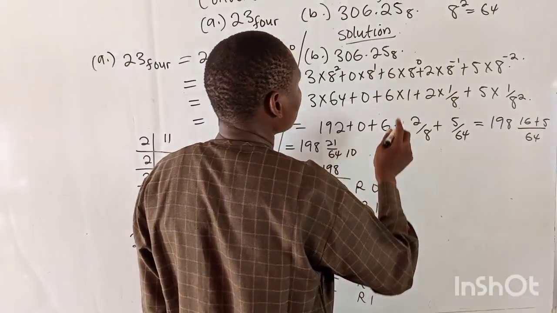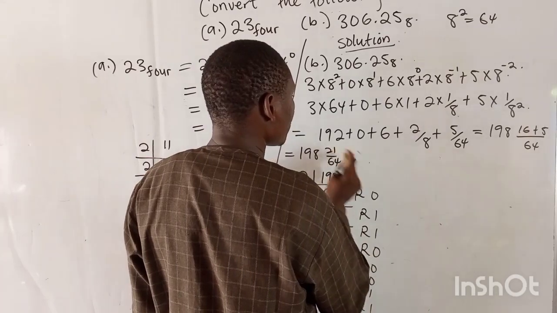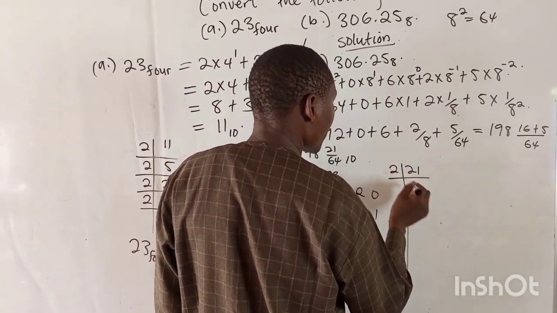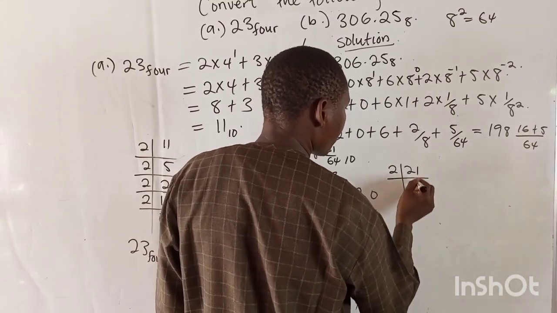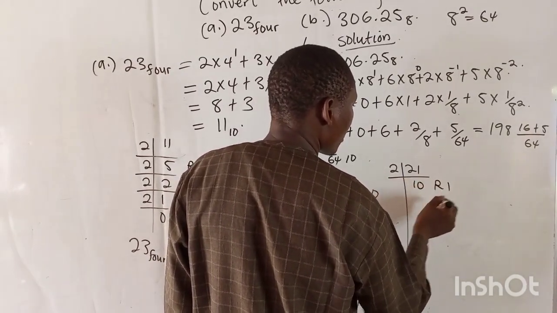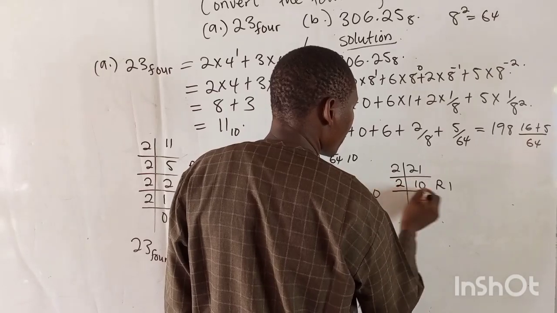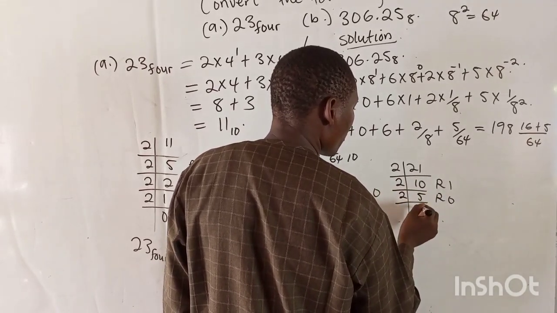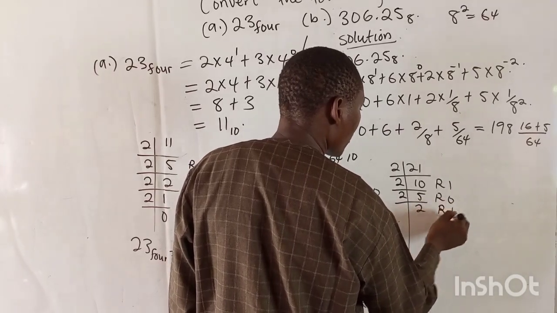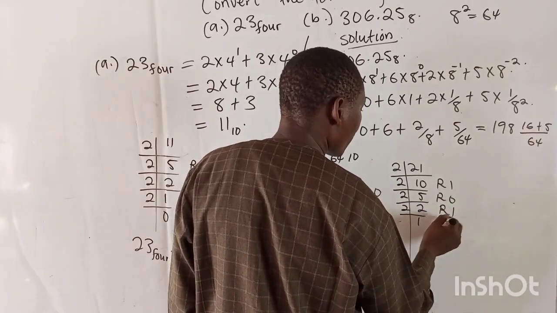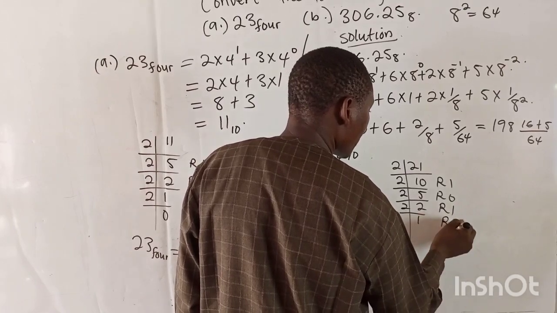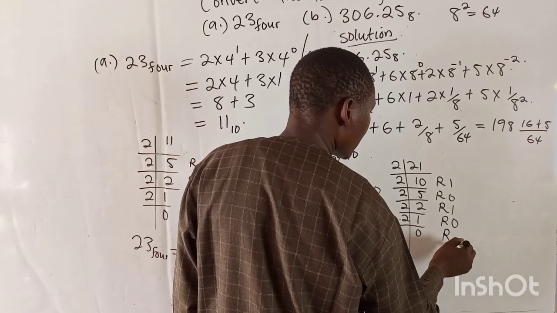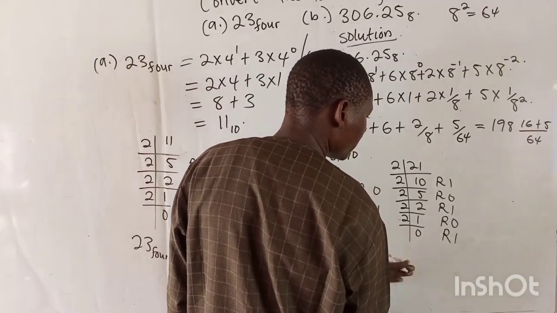Now remain 21. For 21 divided by 2, we have 10 remainder 1, and 10 divided by 2, we have 5 remainder 0, and 5 divided by 2, we have 2 remainder 1, and 2 divided by 2, we have 1 remainder 0, and 1 divided by 2, we have 0 remainder 1.